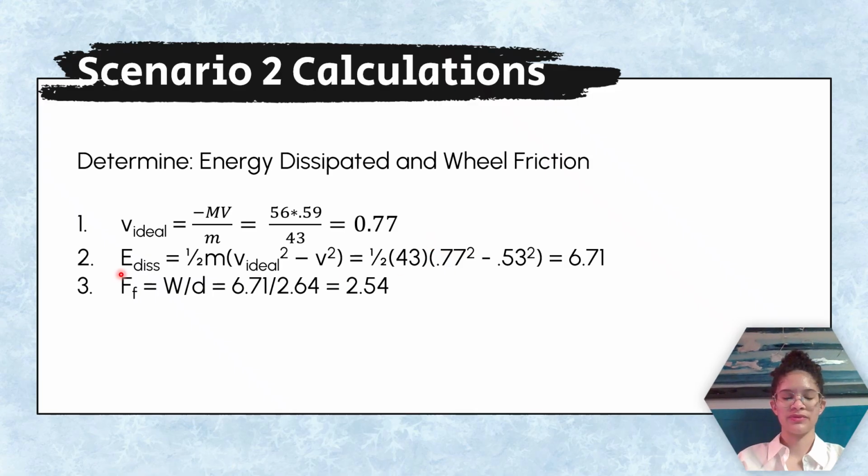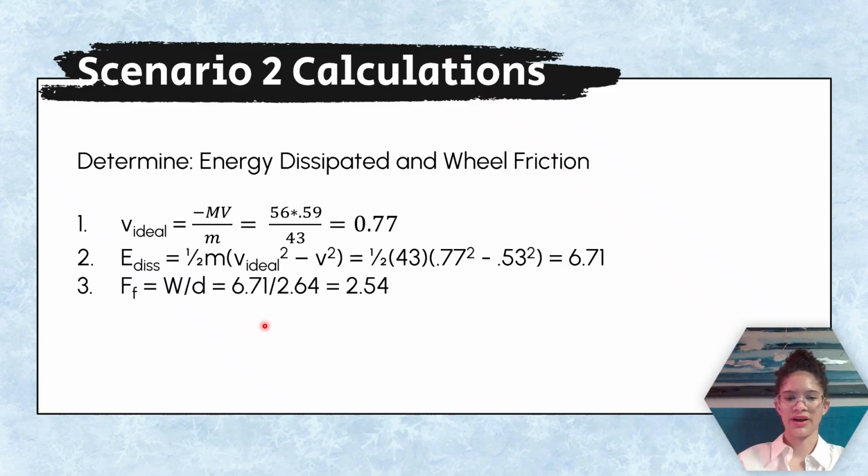And so the dissipated energy would be 1/2 times little mass times ideal velocity squared minus actual velocity squared. And that's basically just the distributive property of 1/2 mv squared minus 1/2 mv squared. And then you get 6.71 joules. And again, you use the formula force equals work over distance.